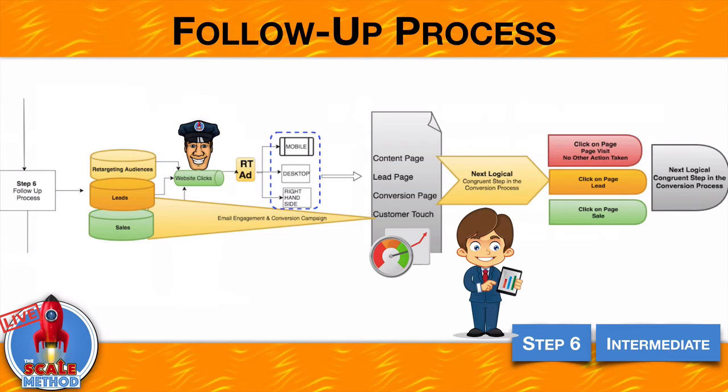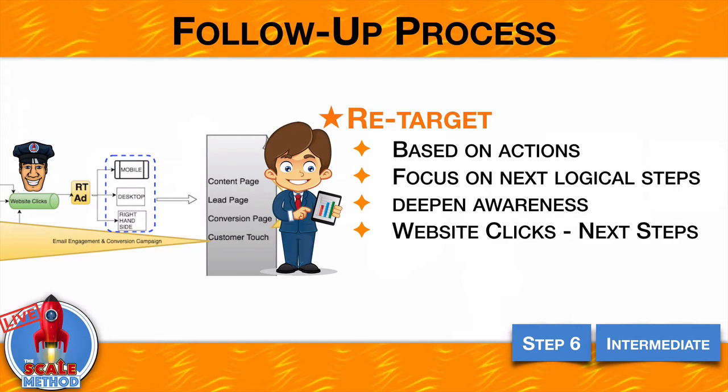Once people land on this page, we're going to figure out what the next logical step is. We're just going to move people who land on this page into 3 separate buckets. 1, people who click on the page and visit, but they don't take any other action. 2, click on the page and it becomes a lead. Or 3, click on the page and it becomes a sale. So let's talk about the follow-up process and retargeting.